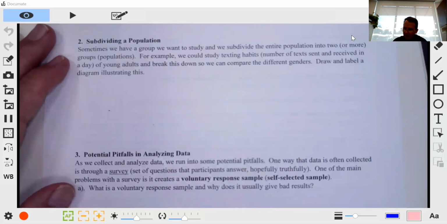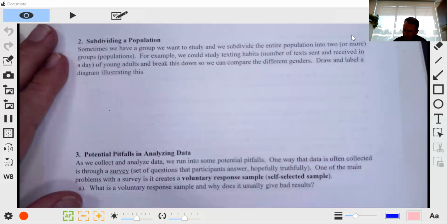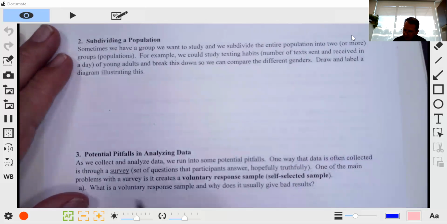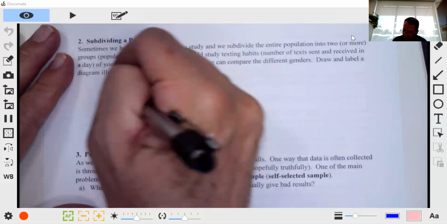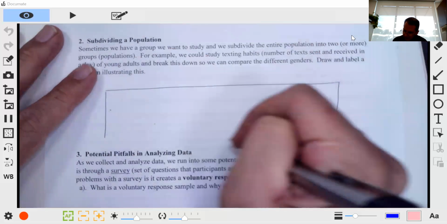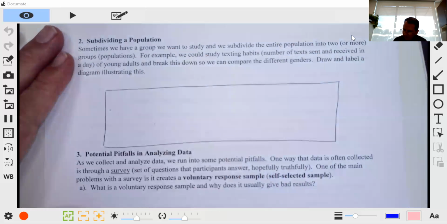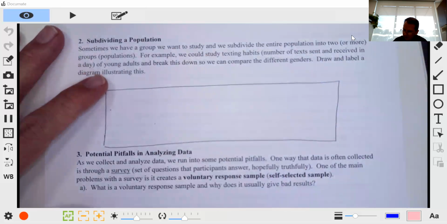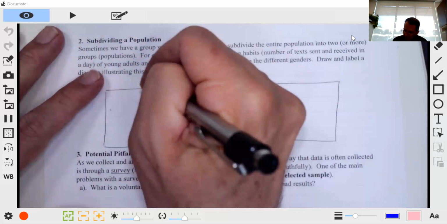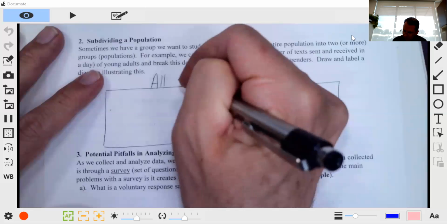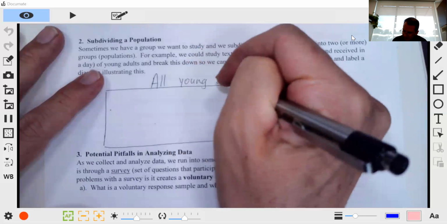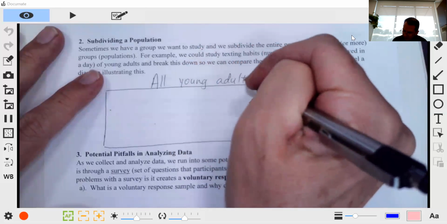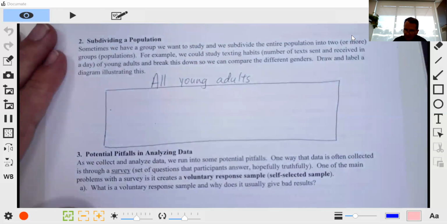Sometimes we need to subdivide a population into groups, 2 or more groups, so that we can then compare subgroups against each other like they're smaller populations. So if we were to analyze the texting habits of young adults in America, this box would represent all young adults. And we have a variety of ways that we could break this down. One way that is often done is by gender.